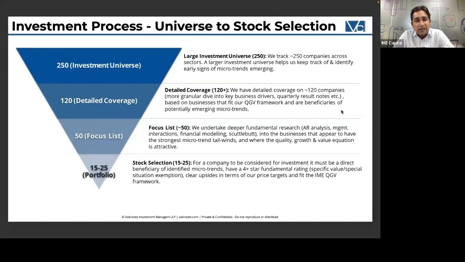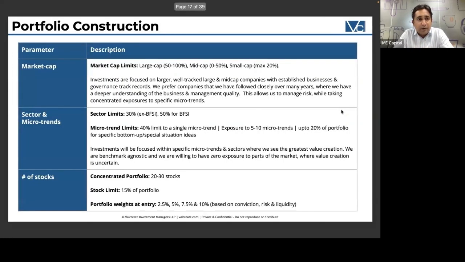From this list of 50 focus companies, for a company to be considered for investment, it needs to be, one, a direct beneficiary of the identified microtrend. It needs to have a 4-star plus fundamental rating, and it needs to have clear upsides in terms of our price targets. Overall, it needs to fit within IME's GQV framework. So that's really about the research process and how it operates.